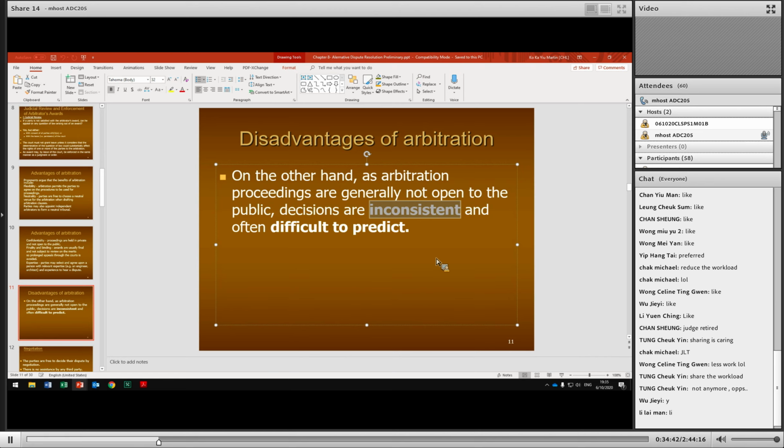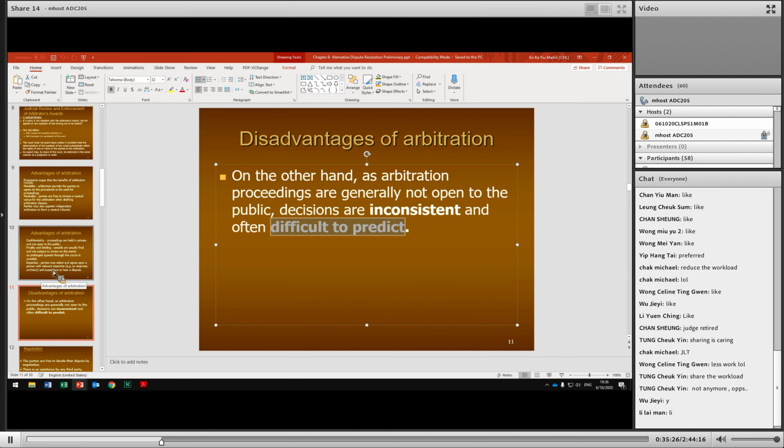So the parties can refer to cases in the past, like a case in 1980, a case in 1990, a case in 1994. But for arbitration, you are not allowed to do so. You cannot refer to the decision made by another arbitrator because they are supposed to be confidential, right? So if the decisions are inconsistent, they are difficult to predict. So it means that you find it very difficult to predict the decision to be made by the arbitrator. So these are the relative advantages and also disadvantages of arbitration.